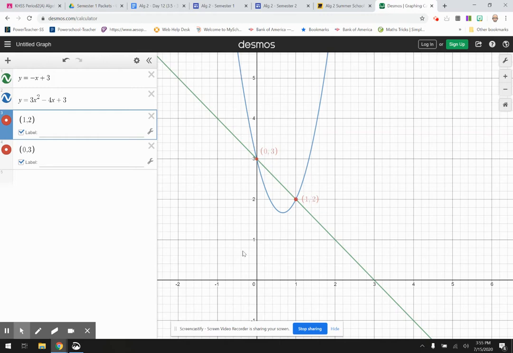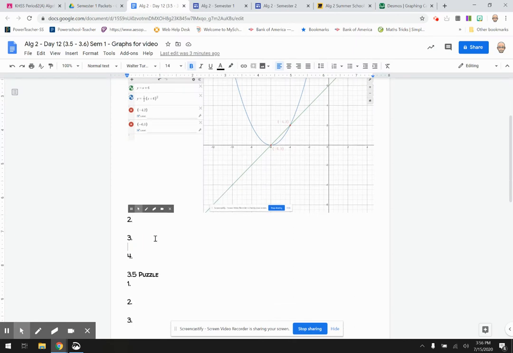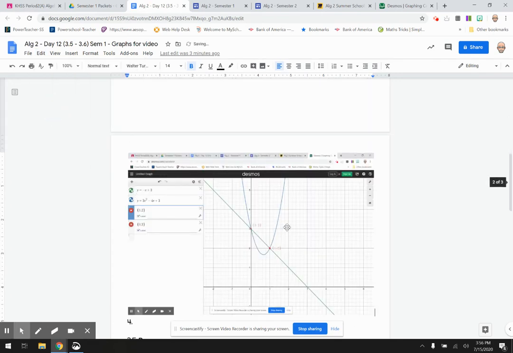You can get your screenshot or your snipping tool if you wanted to. Go back here. This was number 3, so you click into number 3, and I'll just do the edit and paste this time. Edit, paste, and that shows me the graphs of these 2. It shows me exactly where they intersect.